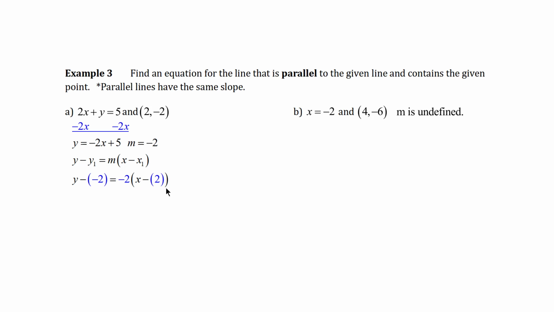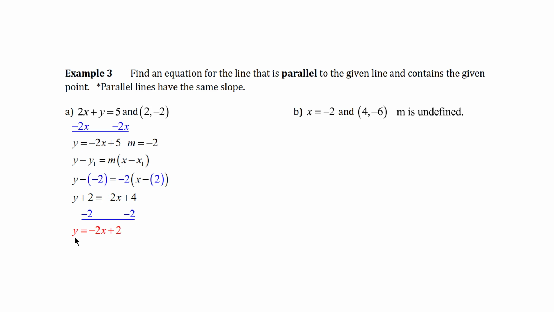From here we could simplify the left-hand side. Y minus negative 2 becomes y plus 2. On the right-hand side, we could distribute the negative 2 inside the parentheses to the x and the negative 2. We get negative 2x plus 4. So the result is y plus 2 equals negative 2x plus 4. From here, we need to get rid of the positive 2 by subtracting 2 from both sides of the equation. On the left-hand side, plus 2 minus 2 will cancel out and give us y.